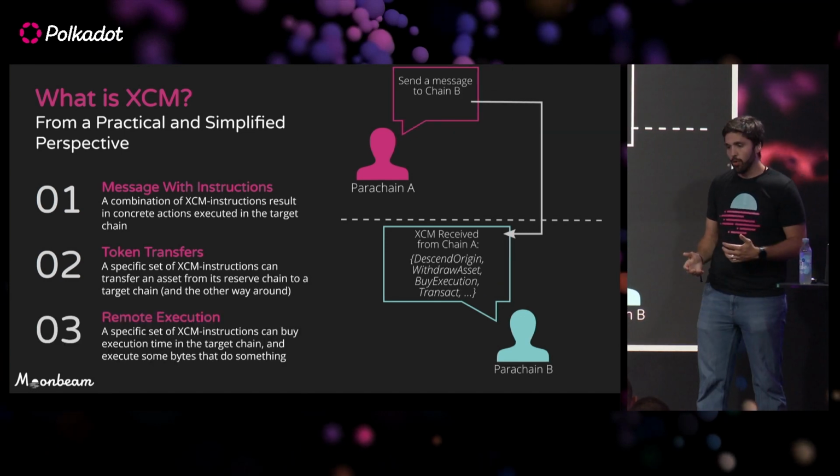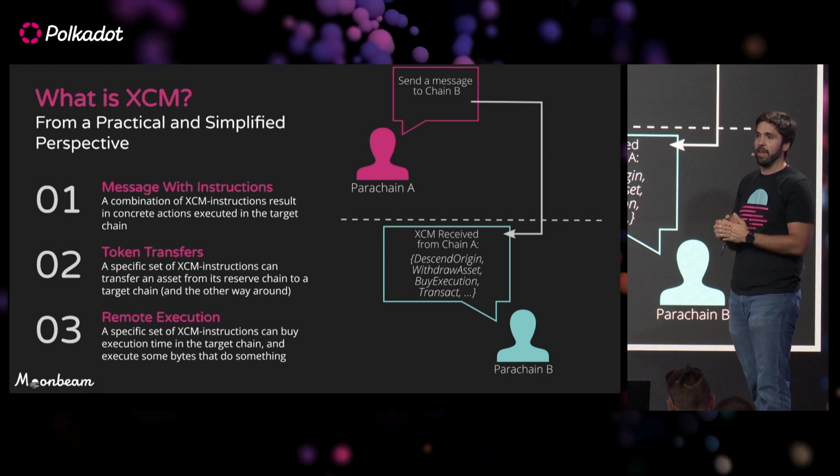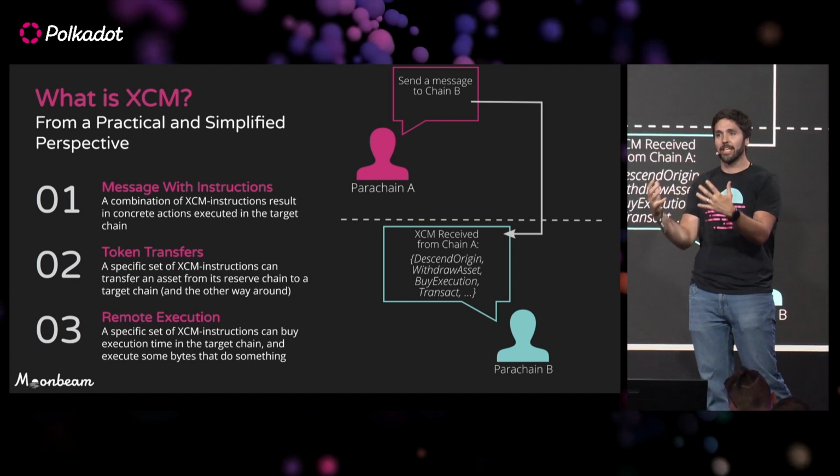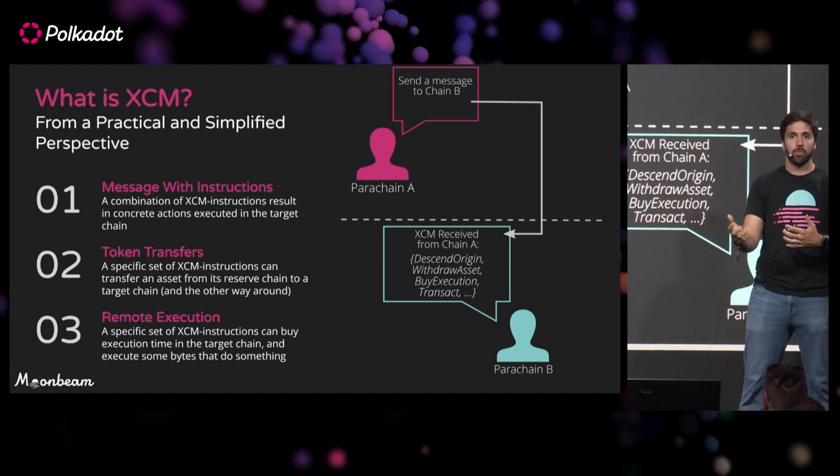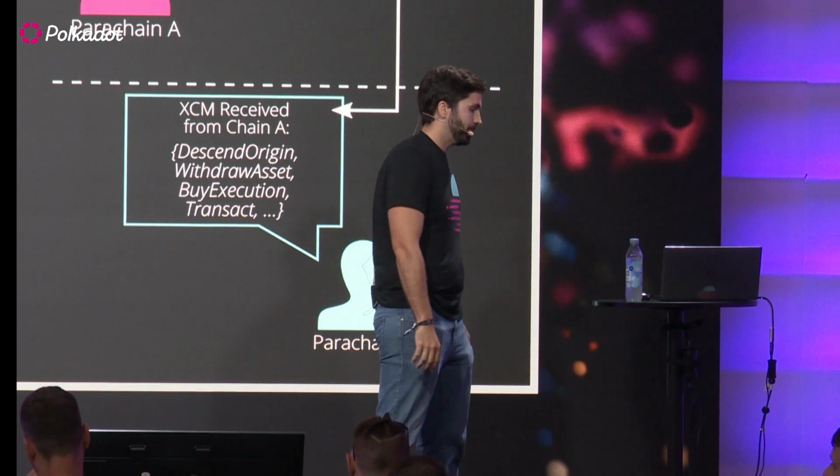And the same goes for what is called remote execution, right? If a user on one parachain wants to execute something on another parachain, for example, a user on Moonbeam wants to schedule something for automation on Oak, that is something called remote execution. And we'll expand on this third topic a little bit later.